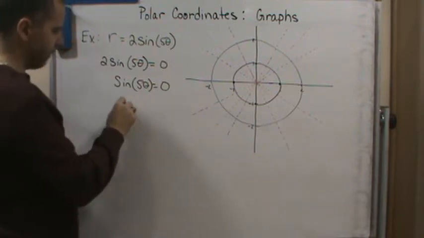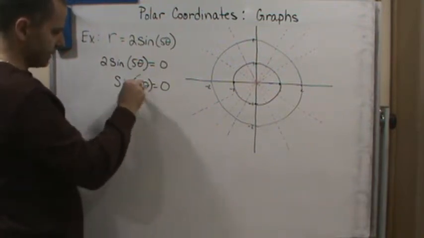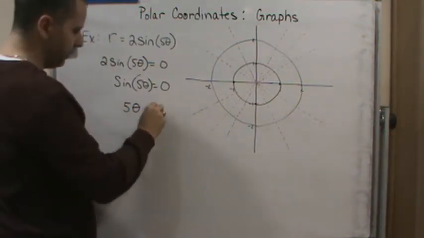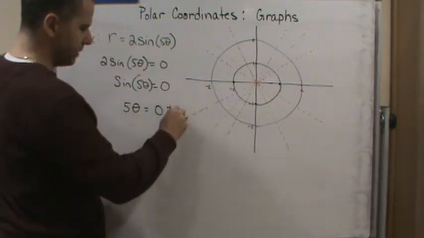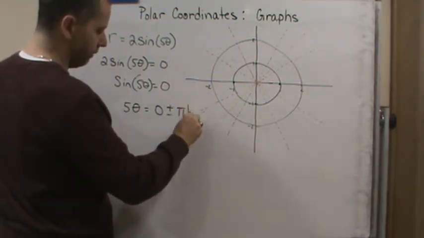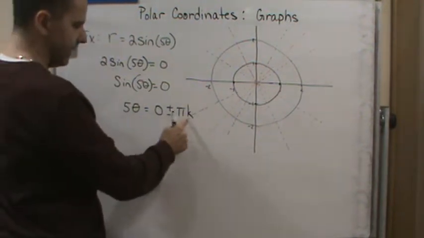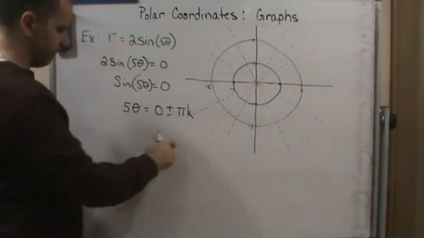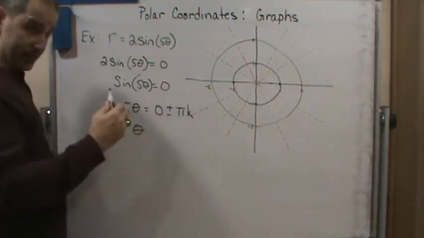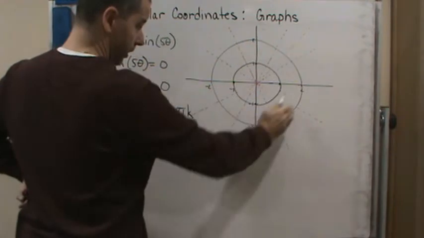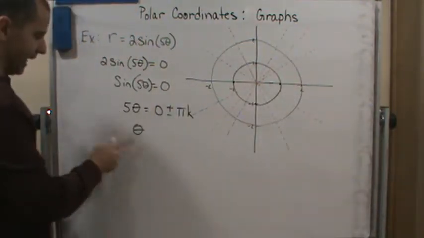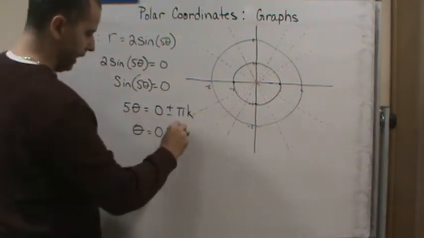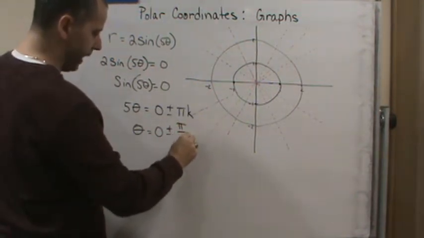So that means 5 theta, which is the angle inside the sine function, has to equal either 0 or plus or minus some multiple of pi, k pi, where k is an integer. Now I want to divide everything by 5. That means theta, the angle I'm interested in, the angle that I'm going to be graphing, is going to be equal to 0 plus or minus any multiple of pi over 5.